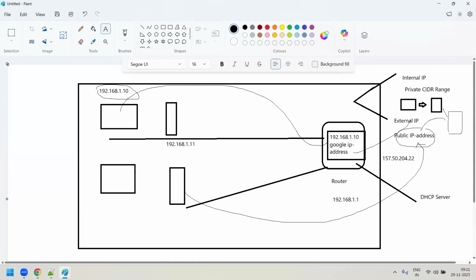We'll go with a dynamic IP address, which means you will be provided some private IP address. With the help of a private IP address, you need not pay any money because it's freely available, right? You can use it.